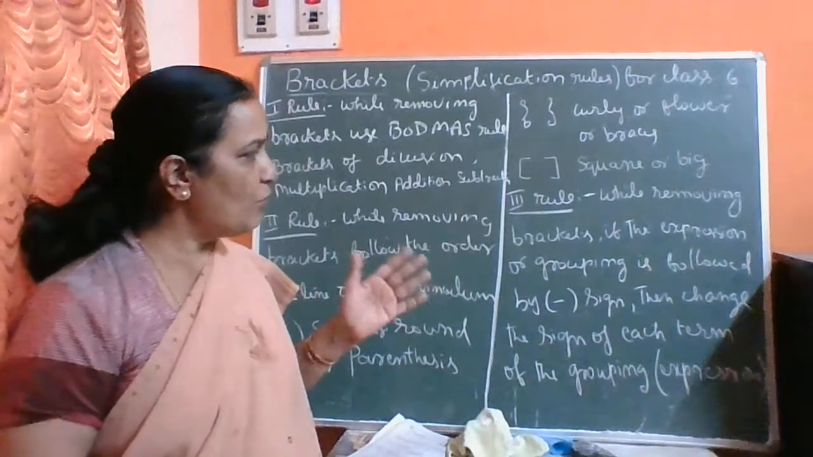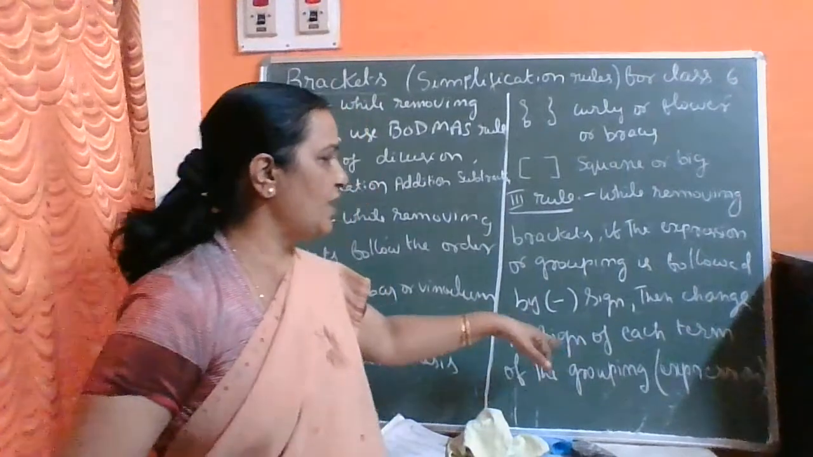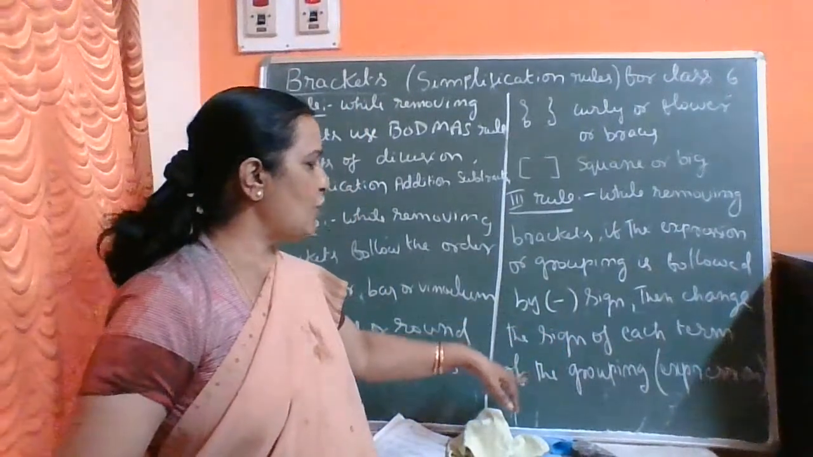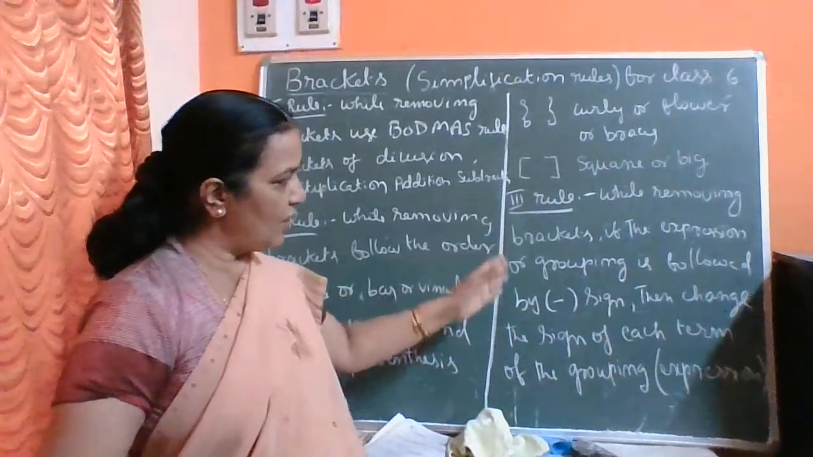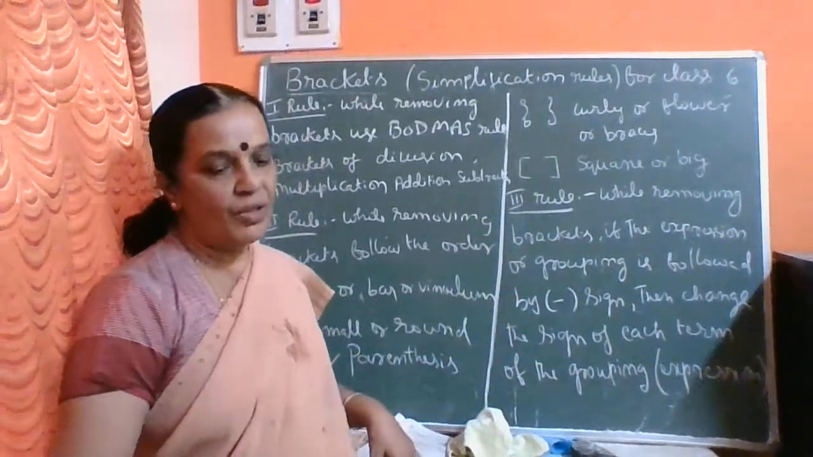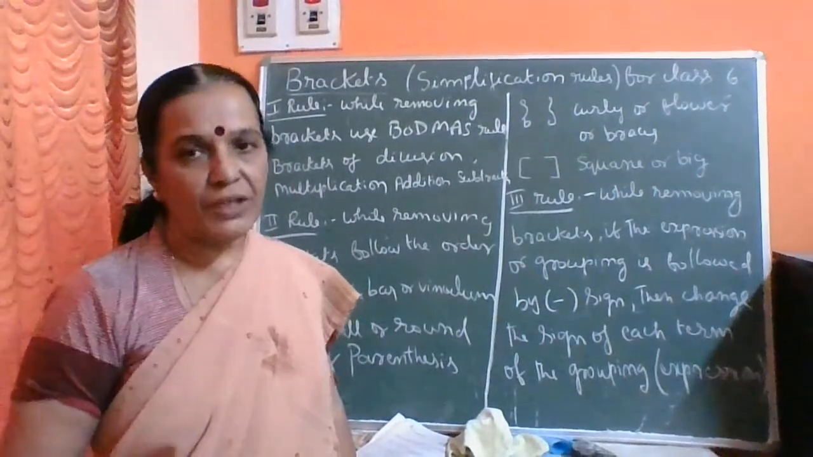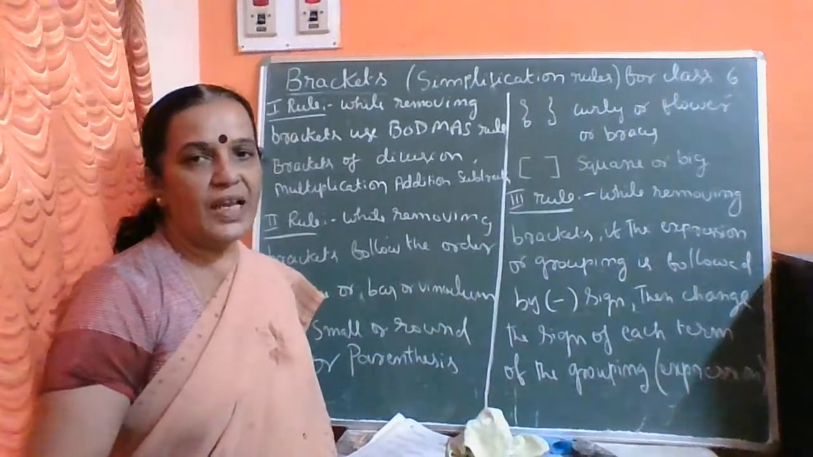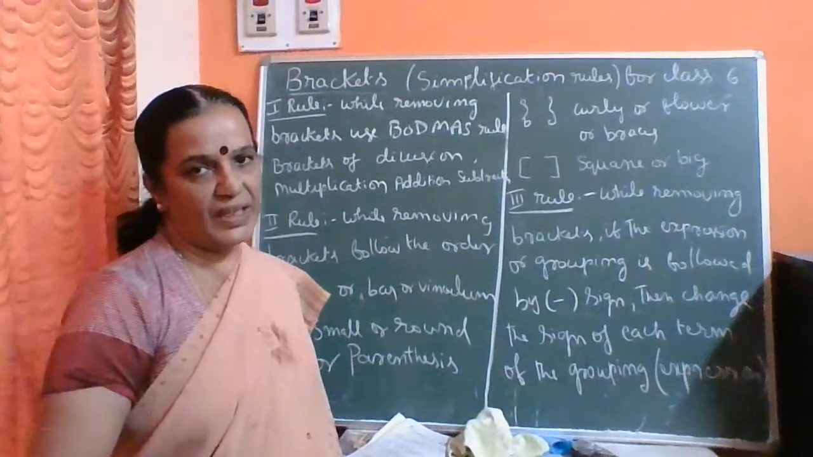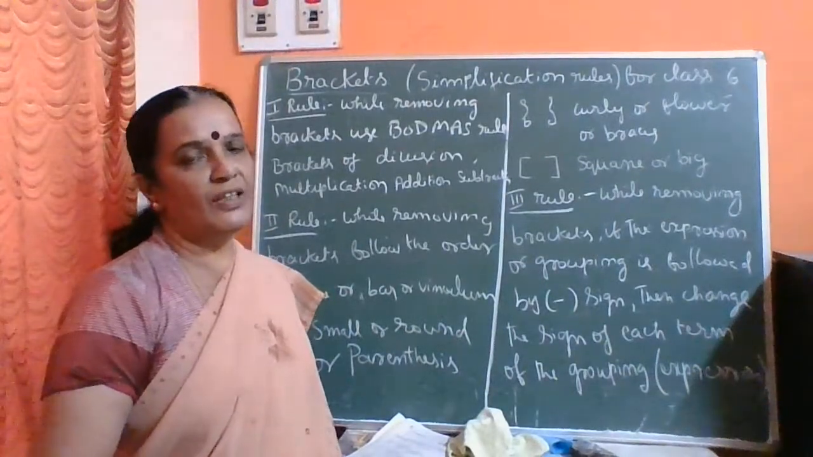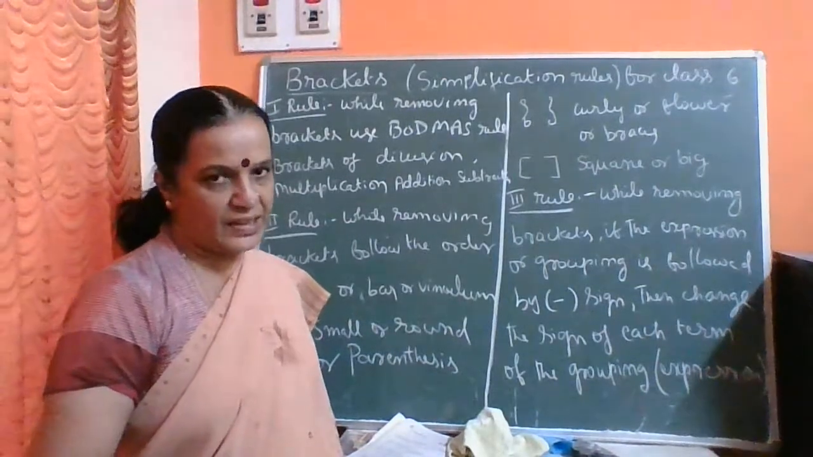Third rule, while removing the bracket, if the expression or grouping is followed by negative sign, then change the sign of each term of the grouping or the expression. This third property, mostly we use in algebra. If the bracket is followed by negative sign, then you have to change the sign of each and every number or the term which is there inside the bracket. If it is followed by positive sign, you can just remove the bracket without any change in the sign.